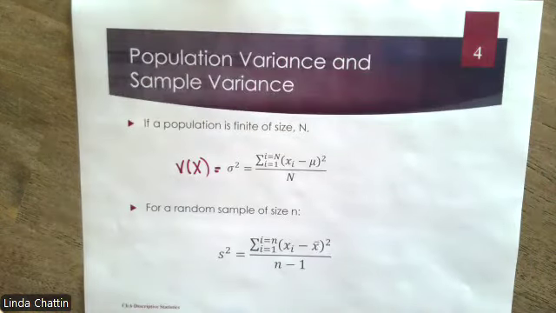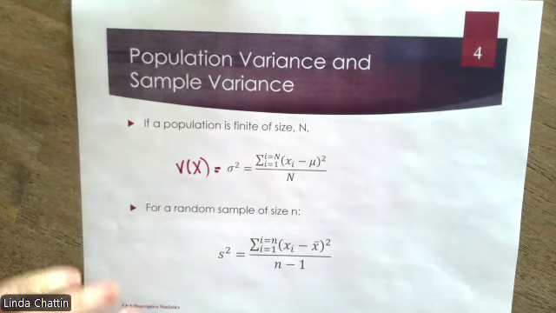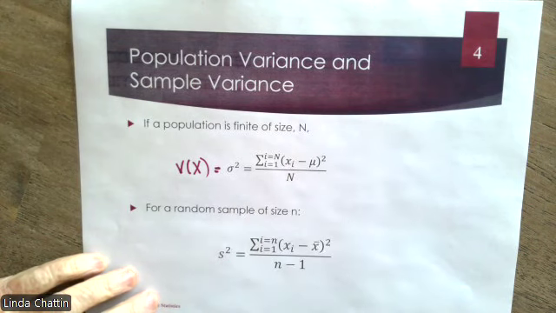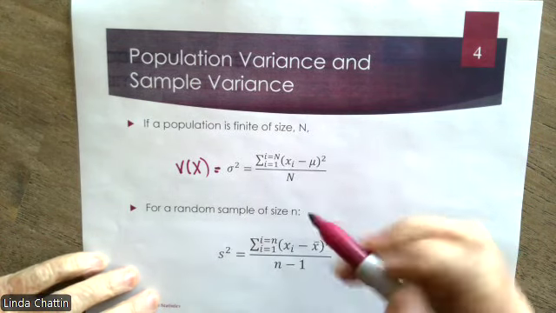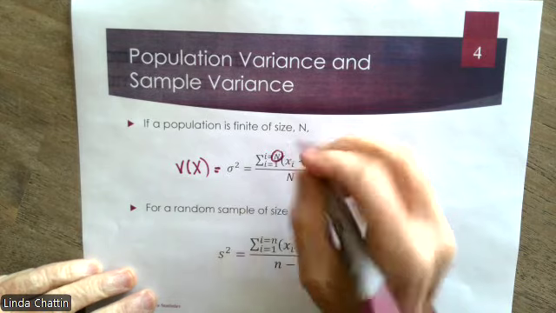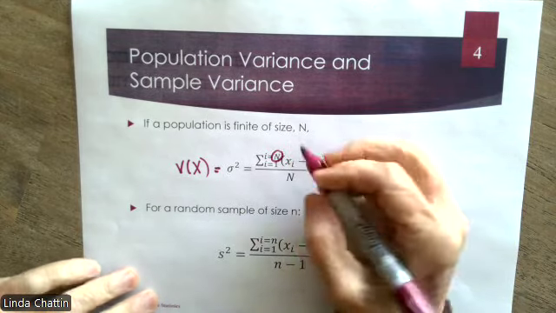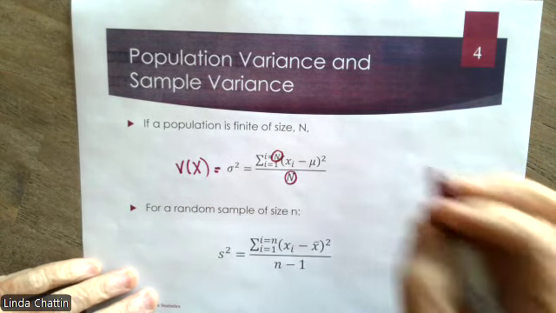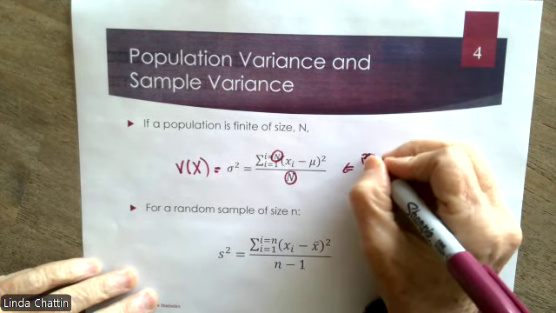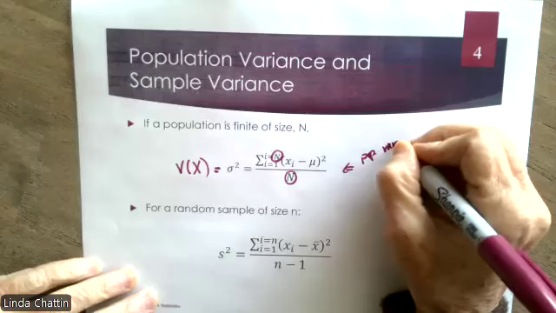Okay, so we have the variance of x, sigma squared, and the way we get that is we take every single value in our population, so these are population values, we sum them up, we subtract our population mean, we square it, and then we divide by, again, this capital N. And again, this is called the population variance.